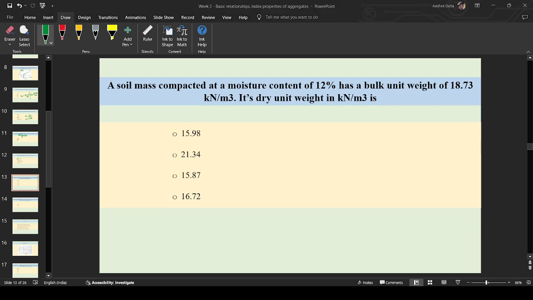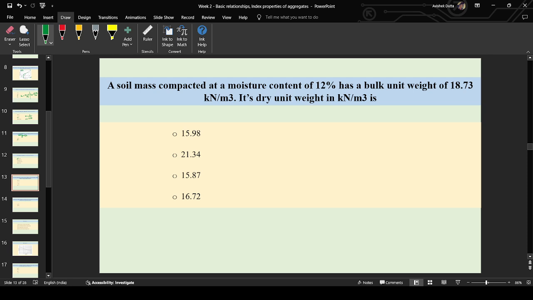The numerical: the soil mass is compacted at a moisture content of 12%, bulk unit weight given, find the dry unit weight. Option D. The formula is dry unit weight equals total or bulk unit weight divided by 1 plus moisture content W. W is 0.12, gamma is 18.73, so the dry unit weight is 16.72. Yes, good.